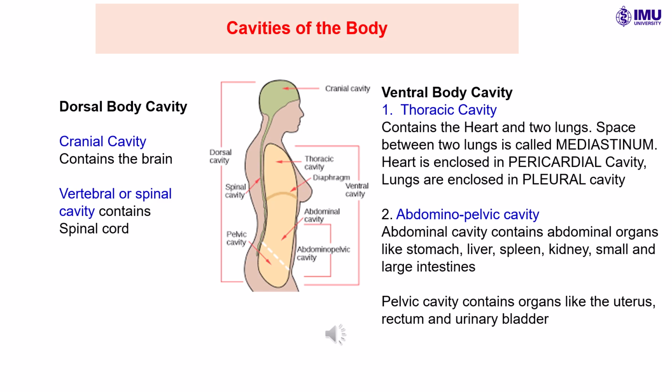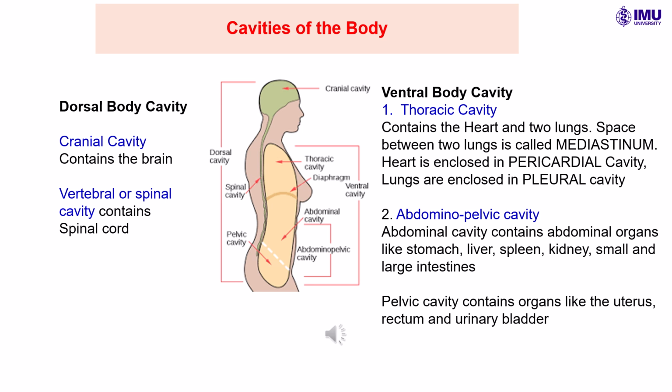Cavities of the body. On the left we can see dorsal body cavities on the posterior aspect of the body, the cranial cavity containing the brain, and vertebral cavity containing the spinal cord. On the right, we can see ventral body cavities. First, thoracic cavity in the chest, containing in the middle heart and on each side two lungs. Lungs are enclosed in the pleural cavity. The space between the two lungs is called the mediastinum. The heart is in the middle of the mediastinum, enclosed inside the pericardial cavity.